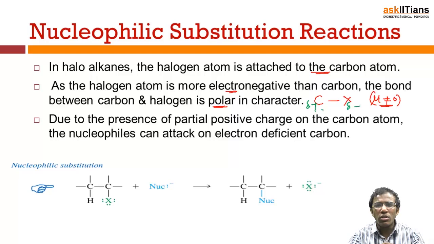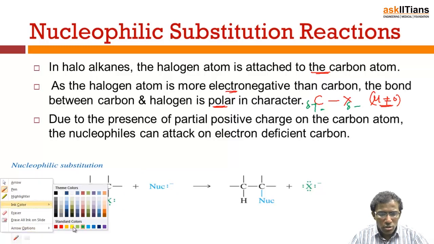The nucleophile always attacks the electrophilic center. Similarly, the electrophile will always go to the nucleophilic center. So here the nucleophile will come and attack the carbon atom, and there is a loss of halide ion from here, which I can represent pictorially in this image.